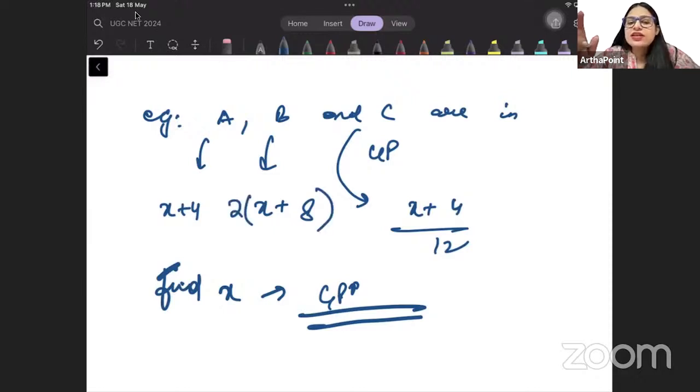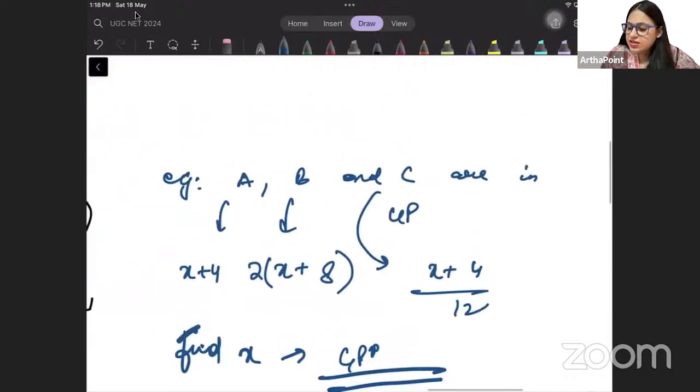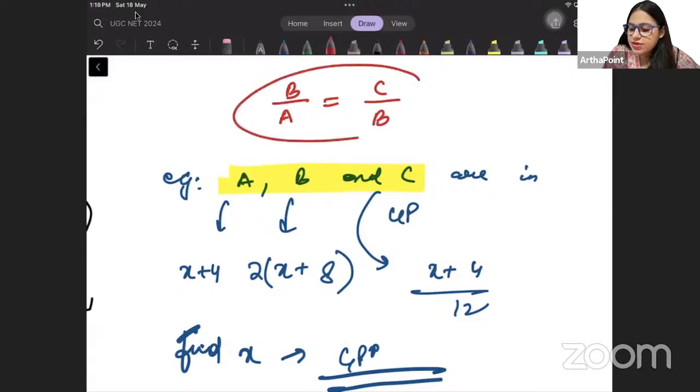So what you just need to know are the common properties of GP. You just need to know that if A, B, and C are in GP, then B divided by A should be equal to C divided by B, right? They have a common ratio. And if you know this common property, you will be able to solve these kinds of questions, right?